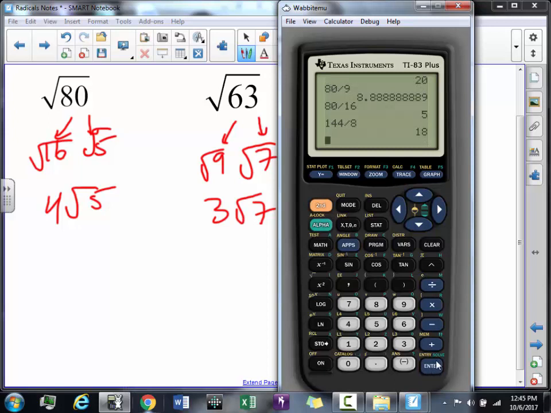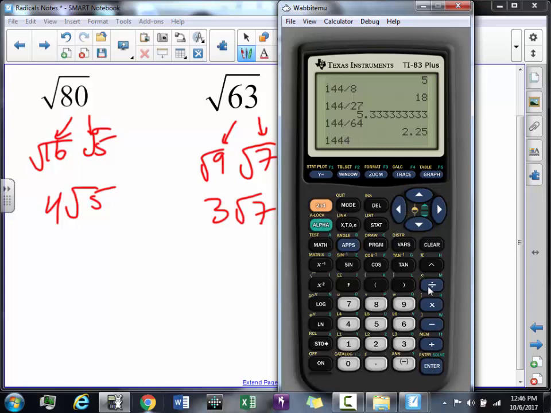So 2 times 2 times 2 was 8. 3 times 3 times 3 was 27. Can 144 divide by 27? No. What about 4 times 4 times 4? Is that 64? Okay, that doesn't work. What about 5 times 5 times 5? That's 125. I think we're getting to the point where I may as well quit.